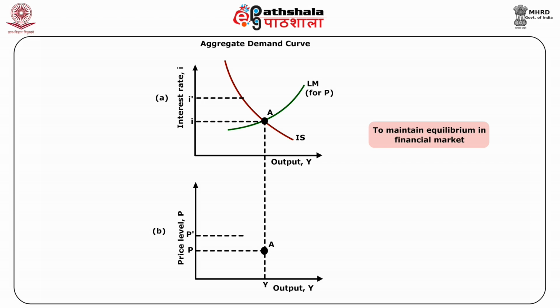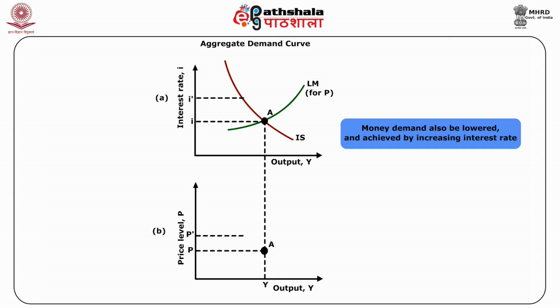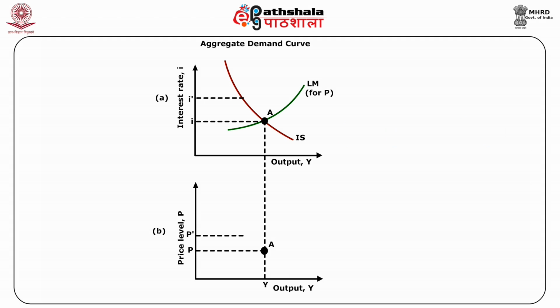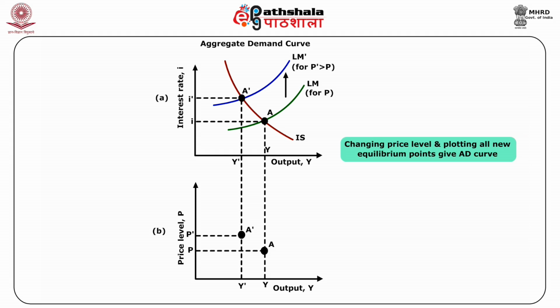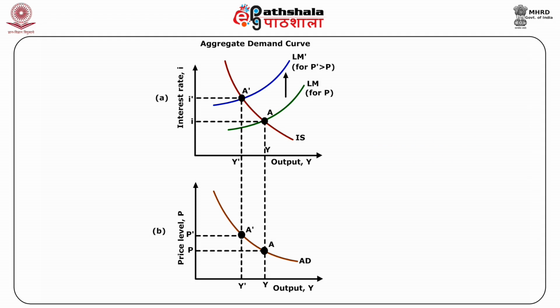To maintain the equilibrium in the financial market, the money demand should also be lowered, and this is achieved by increasing the interest rate. So, at the same level of output, the interest rate rises, causing the LM curve to shift up to LM dash. It now intersects the IS curve at point A dash, and we plot it again on the lower panel. Changing the price level and plotting all new equilibrium points will give us our AD curve. As can be seen from the curve in the lower panel, an increase in prices causes the output to fall.